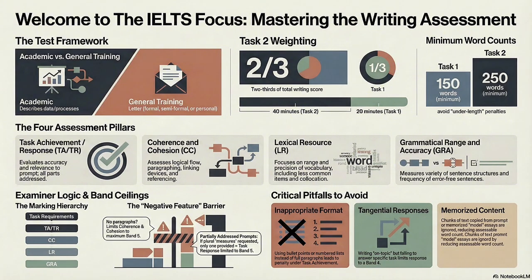Okay, let's unpack this. We are looking at a massive stack of source material today detailing the core blueprint of the writing exam. To kick things off, help us understand the very first fork in the road for a test taker. I mean, the choice between the academic test and the general training test. Is it just a matter of different vocabulary, or are we looking at two completely different beasts?